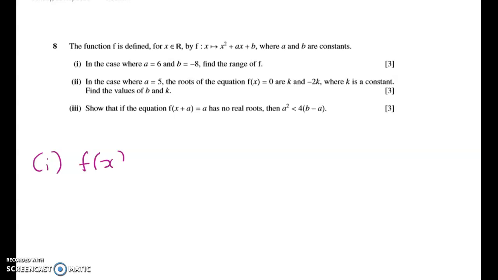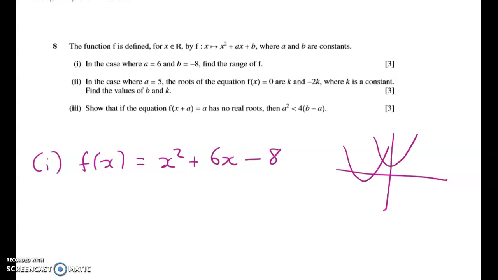Okay, so in the first one, a is 6 and b is -8. So we can write the function f of x as x squared plus 6x take away 8. And if we want to find the range, the easiest way to do that is to complete the square, because that's going to let me see I've got an up-the-right-way parabola, could be sitting anywhere, but if we can find it in vertex form, then we can easily see the range. So let's complete the square on it.